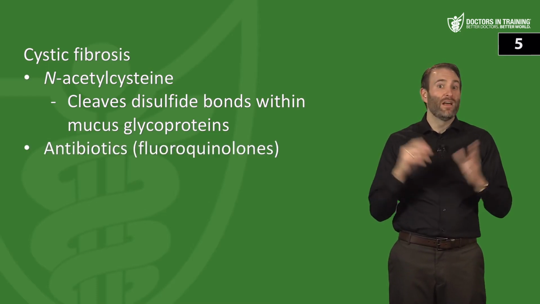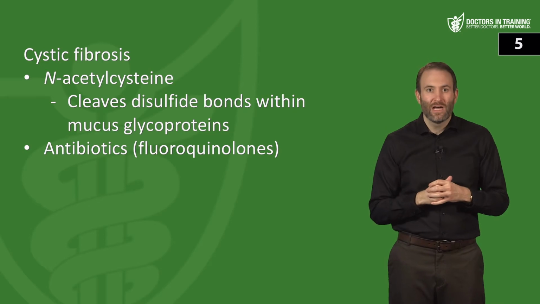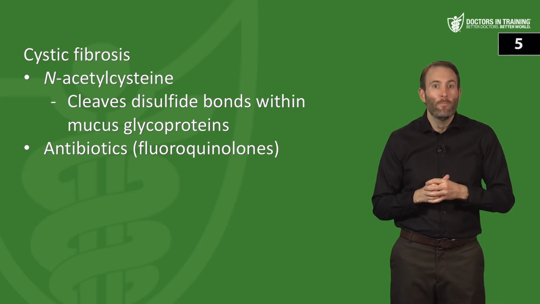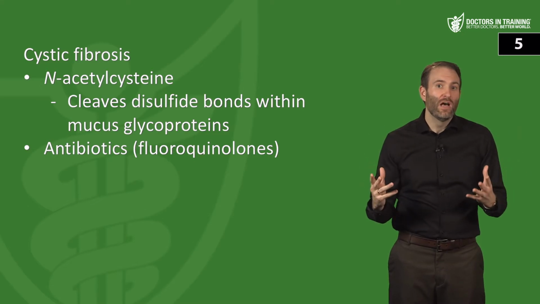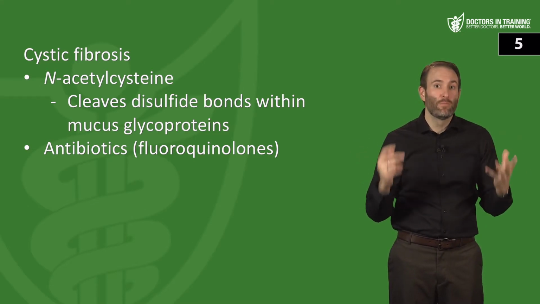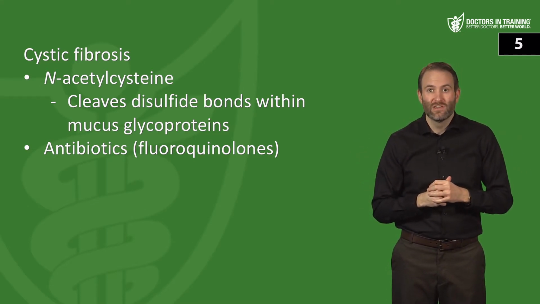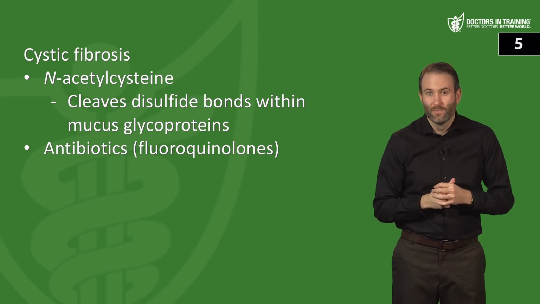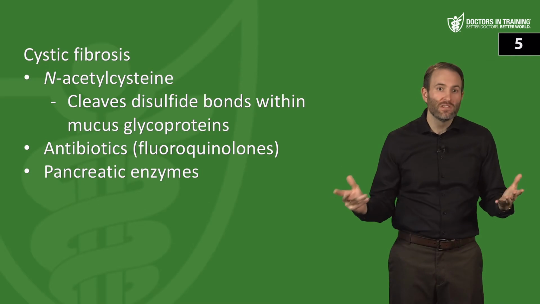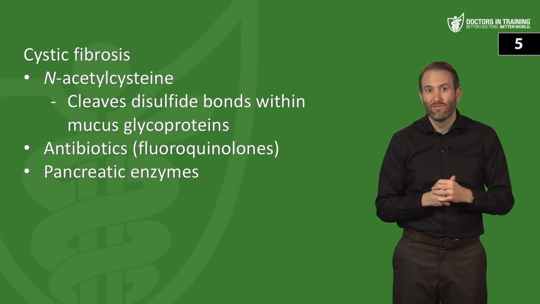Patients will need antibiotics anytime they get bronchitis or some type of lung infection. Most of the time, we don't use a lot of the fluoroquinolones in kids, but the exception here is cystic fibrosis. A lot of times, children with cystic fibrosis have to be put on a fluoroquinolone for Pseudomonas infections. Pancreatic enzyme replacement is also important because their pancreas doesn't function very well.